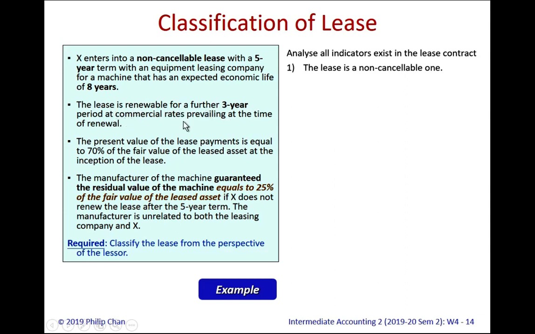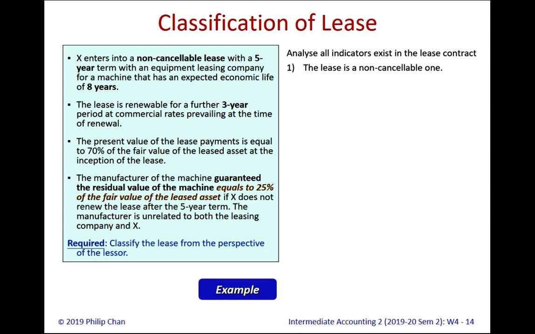at the commercial rates prevailing at the time of renewal. What that means is there is a secondary period, but then the rental would be subject to that commercial rate at that time of renewal. So based on the lessor point of view, lessor have to determine whether the lessee will lease this asset for the secondary period, 3 years. And the decision has to be made at time t0.